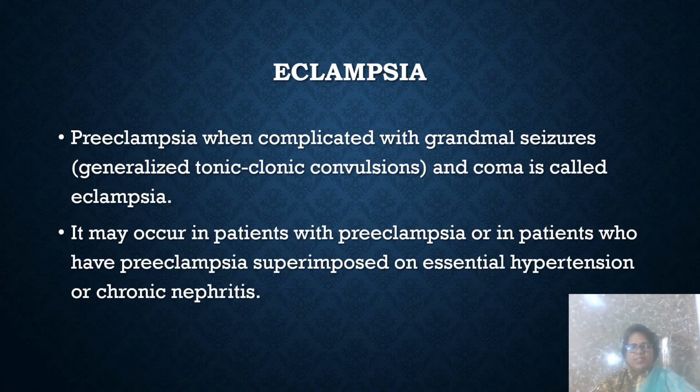Eclampsia. Pre-eclampsia when complicated with grand mal seizures, that is generalized tonic-clonic convulsions, and coma is called eclampsia. When there is brain pathology, the patient starts to convulse or develops grand mal seizures. The patient may go into an unconscious or coma state. So this condition is called eclampsia. Thus, it may occur in patients with pre-eclampsia or in patients who have pre-eclampsia superimposed on essential hypertension or chronic nephritis.